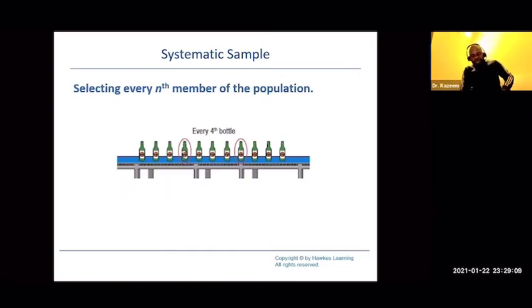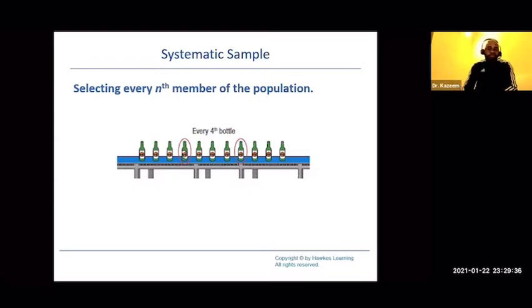Okay, the next sampling technique is what we call the systematic sample. In systematic sample, of course, we apply this to a homogeneous population, just like simple random sample. But you know what? The reason why this is called systematic sample is because we are systematic in our selection.